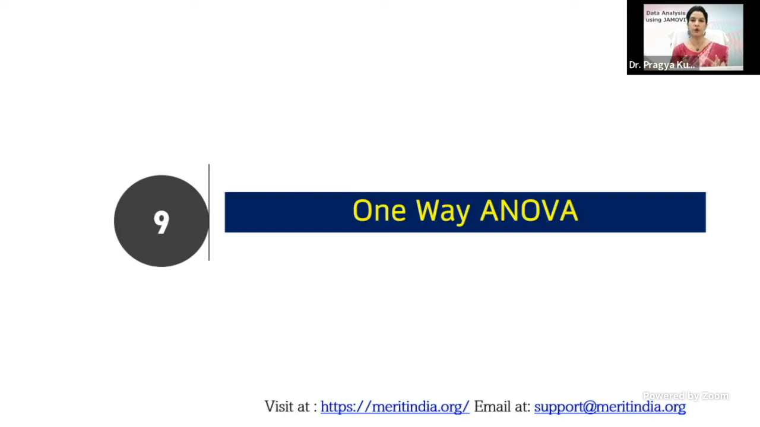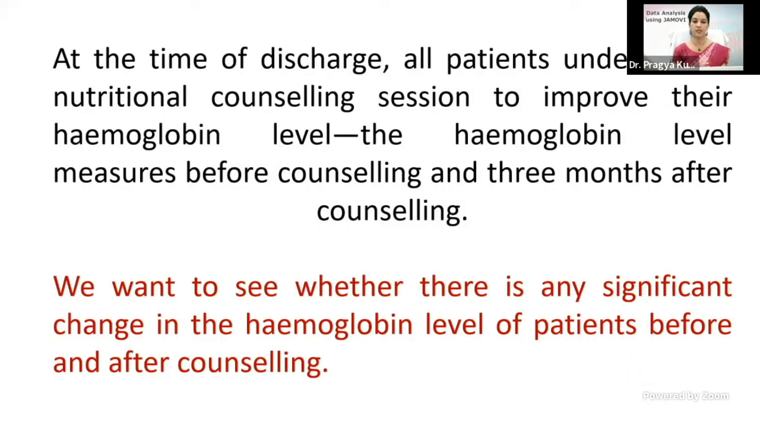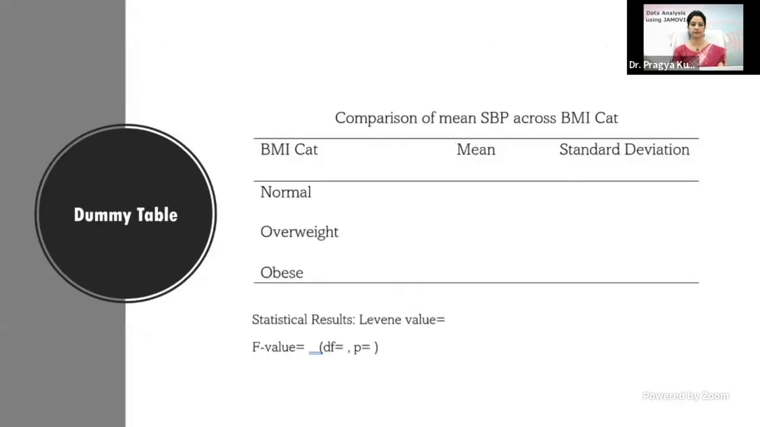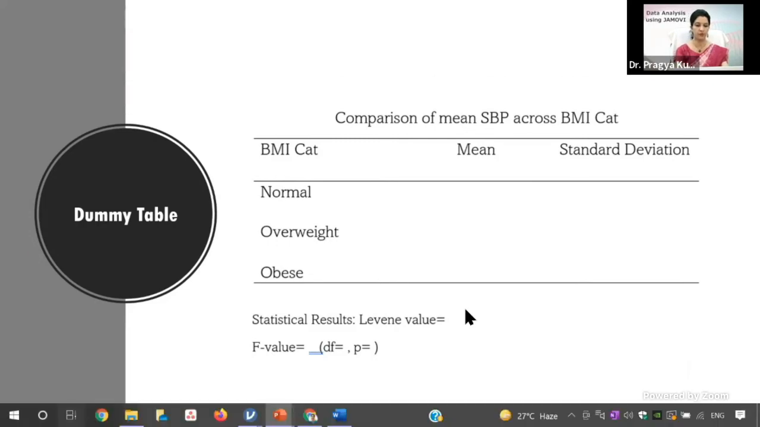Now, if you want to test the mean difference in more than two groups, then we use the ANOVA. So the question is, if you want to test the mean systolic blood pressure across BMI category. BMI category has three categories: normal, overweight, and obese. So we will see how to perform the ANOVA.